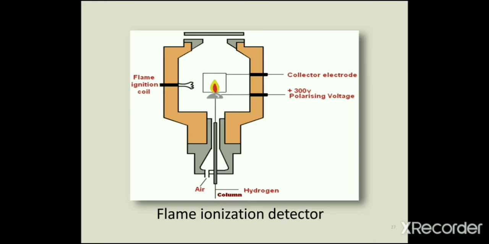Here you can see the flame ignition coil, which will ignite our sample, and the ions will get repelled and hit the collector plate, and the current can be recorded.